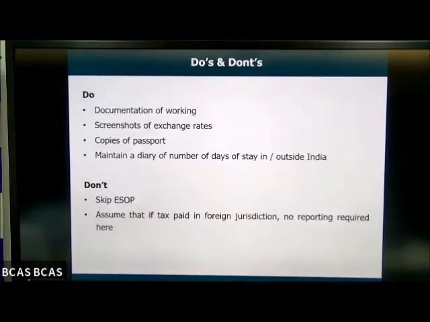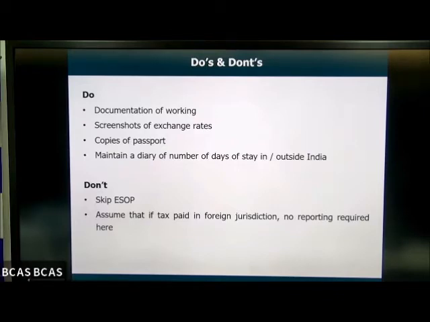So some do's and don'ts while disclosing or not disclosing the foreign assets and foreign income in India. First of all, one must be very careful about the documentation of the working, how you have worked out the figures that you are disclosing. One must keep complete details of that working with proof of the documents, with proof of the screenshots of the exchange rates that have been adopted, copies of passport.